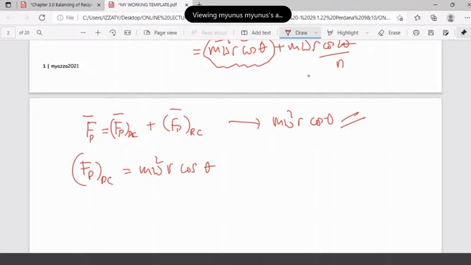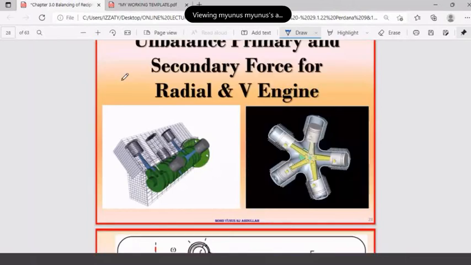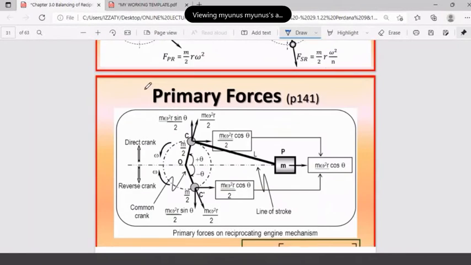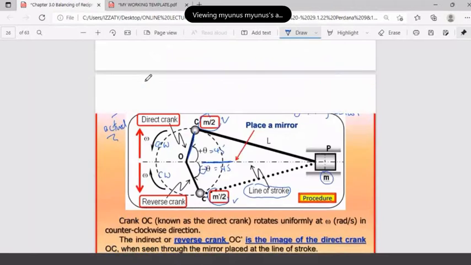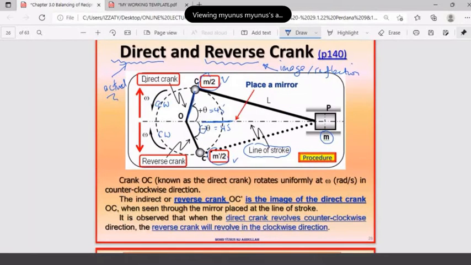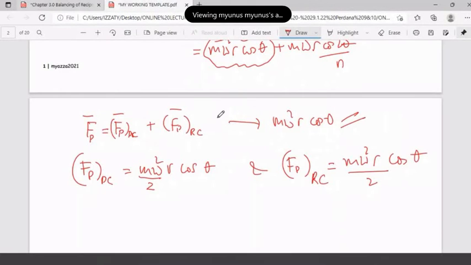Okay, but remember, this one is no longer M, it becomes 2, isn't it? Because you have 2 cranks now. So you have N, you have F primary, but now it's reverse crank. Reverse crank is equal to M omega square R cos theta. But this is a part of the primary, so divided by 2. So that is why you have this one, half of the mass. After you understand this one, I'm going to move on.